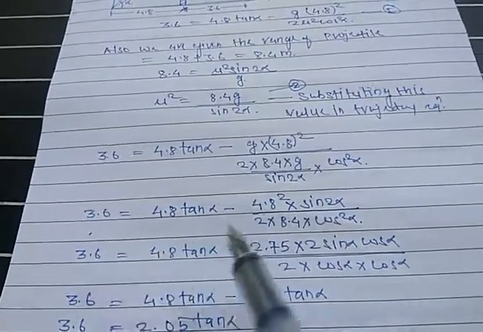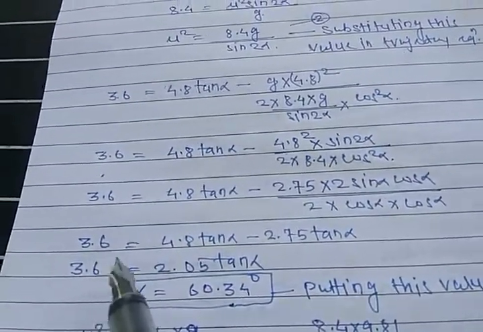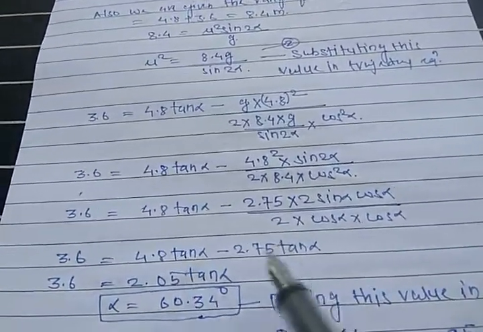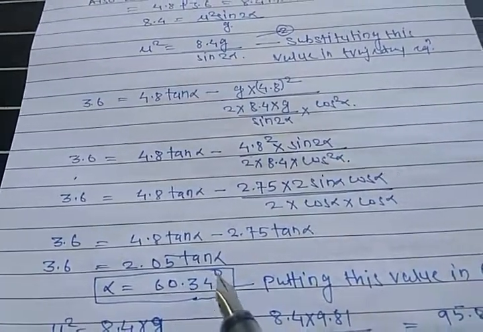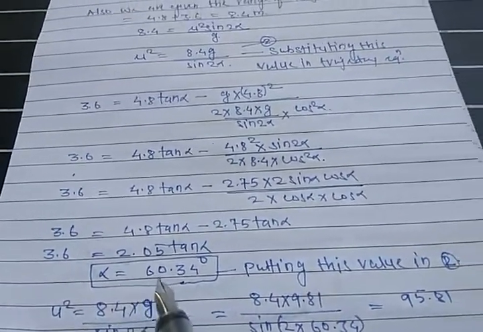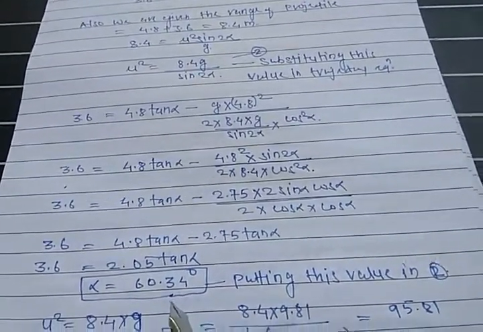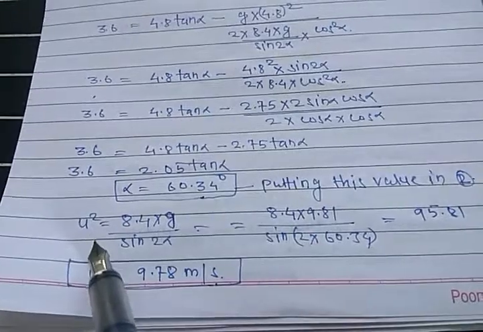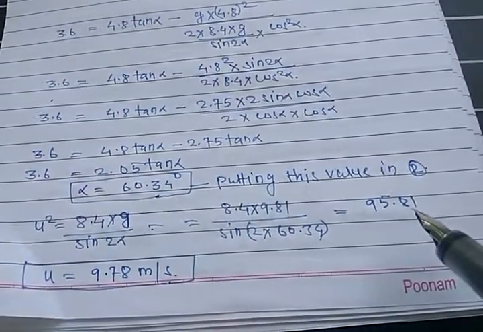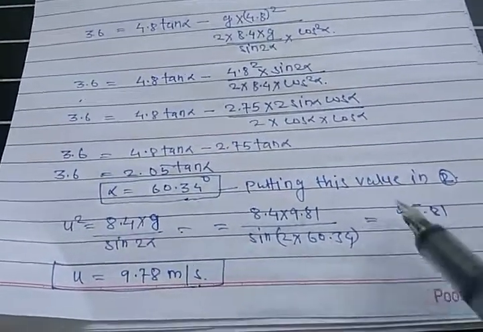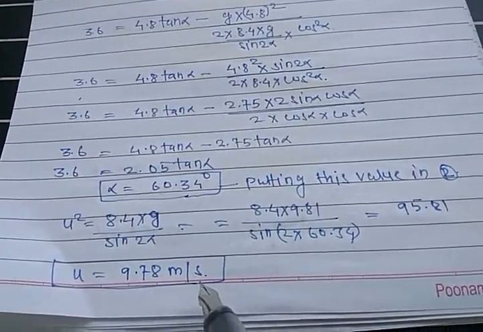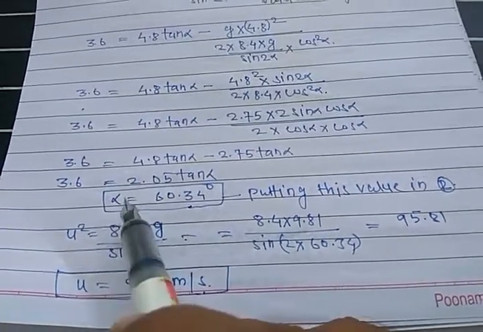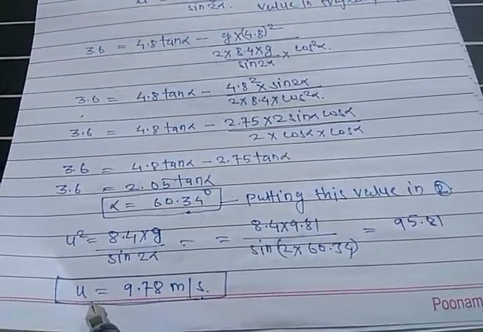Now, upon simplifying this further, we get 3.6 is equal to 4.8 tan alpha minus 2.75 tan alpha. So 3.6 is equal to 2.05 tan alpha, and we can find the value of alpha. It is 60.34 degrees. Now putting this value in equation number 2, we can get the value of U square, which is 95.81. So U is equal to 9.78 meter per second. In this way, we have found both alpha as well as U.